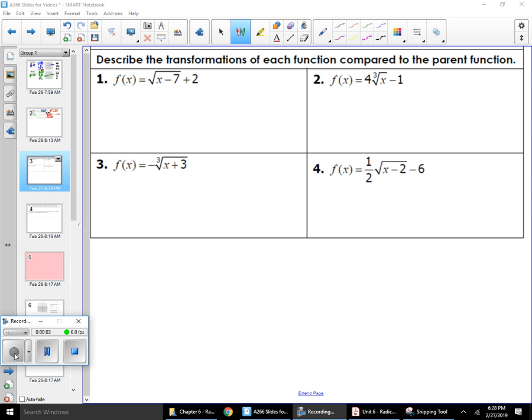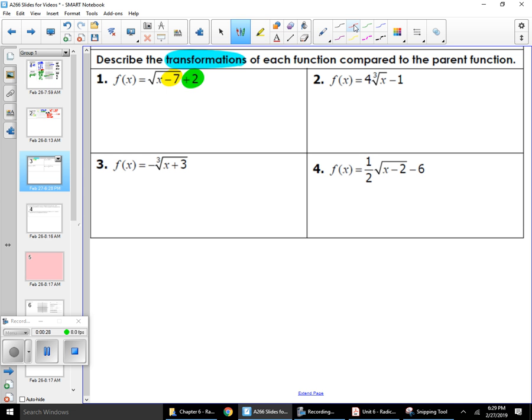by looking at a couple examples here. Note we have 4 equations. We'll just start with the first one here. They're asking us to describe all of the different transformations, so all the different things that are happening to our parent function. Note that our first one here is a square root function, and underneath the radical I have a -7. Outside of the radical I have a +2.